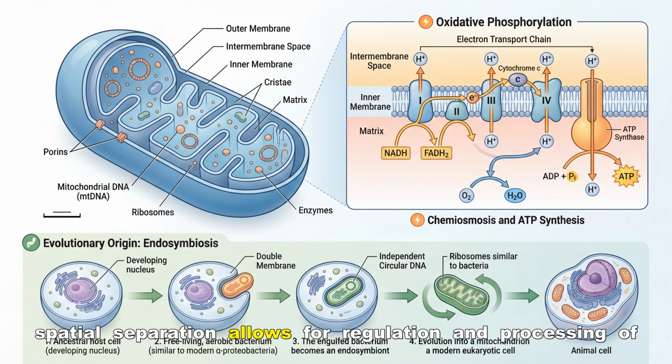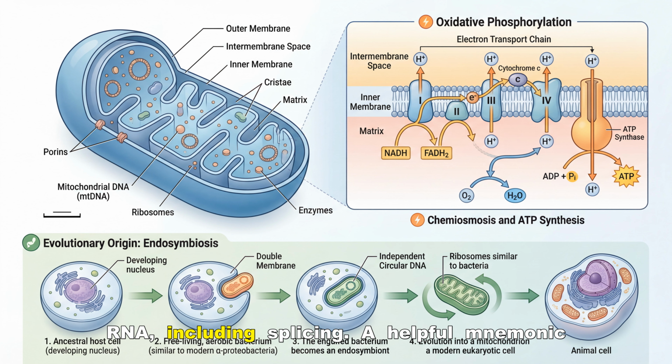This spatial separation allows for regulation and processing of RNA, including splicing. A helpful mnemonic is "DNA stays, RNA strays," reminding you that DNA remains in the nucleus while RNA exits. This topic also connects to gene regulation, cell cycle control, and diseases like cancer, where nuclear processes are disrupted.